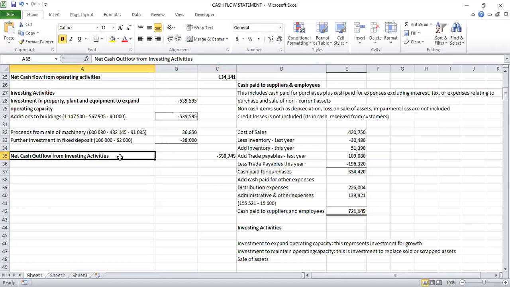Any questions on the investing? So the investing activities do not change whether you are using the direct method or indirect method. It still remains the same. Right. Then we go to the next heading, which is the financing activities.